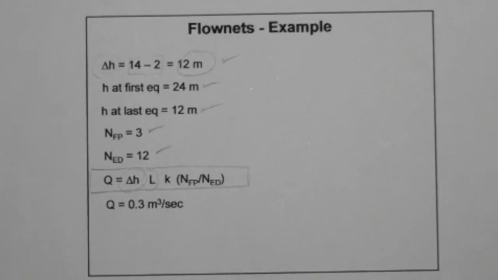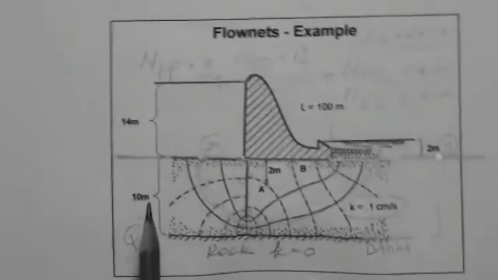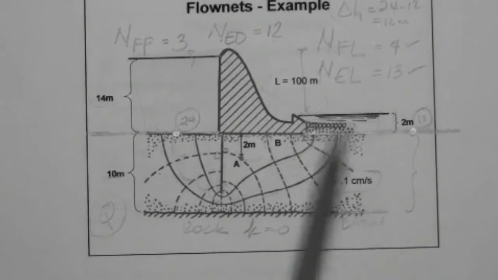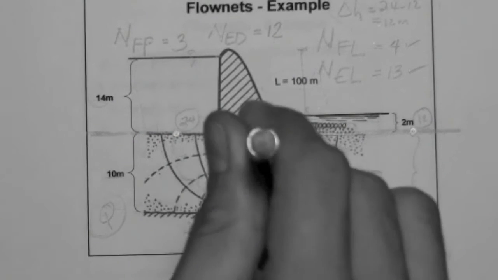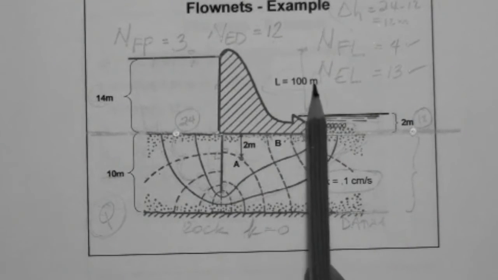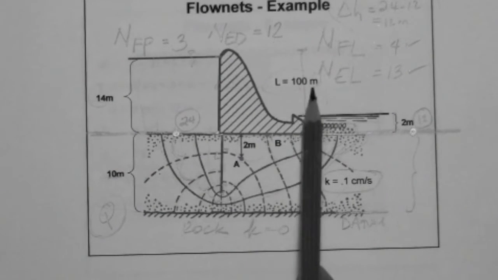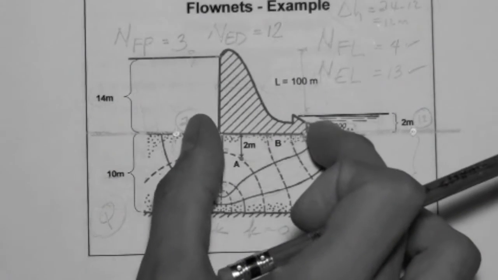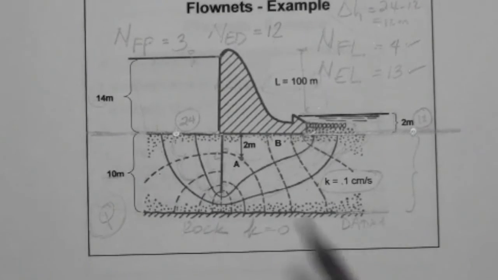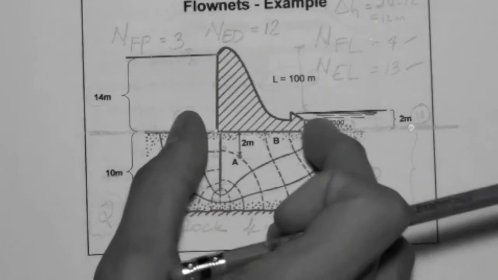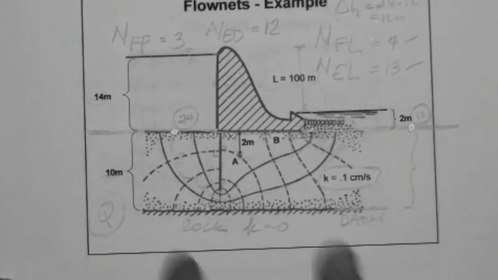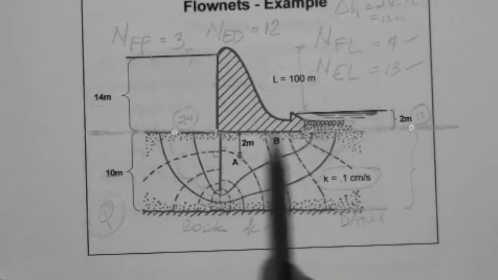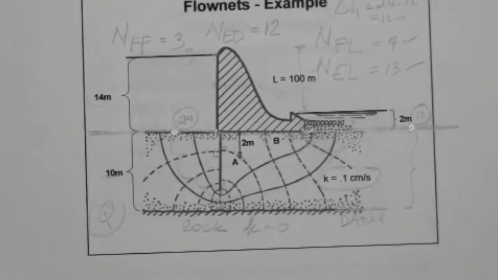The length of the system into the page, what was it? 100 meters. Remember, this L is the length of the dam into the page. It's not the distance from here to here. This distance, let's call it the width of the dam, you can determine using a ruler, because this is drawn to scale. So this is about maybe 15 meters or so. Of course, you would use a real ruler, not just your fingers like that, to determine the width. But the length, which is in this direction, is 100 meters, as noted here.